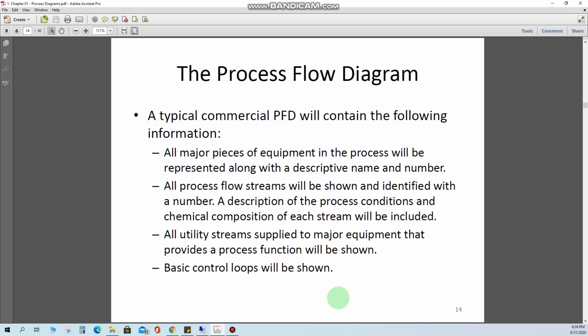So we need to specify such kind of information by using the utility streams clearly on the process flow diagram. Basic control loops will be shown. So the information about the controls should also be provided on the process flow diagram, and some common loops or the basic loops which are a part of the overall process can be represented on the process flow diagram. Obviously, the detailed control loops will be a part of P and IDs. Later we will study that, but the basic control loops can be shown on the process flow diagram.